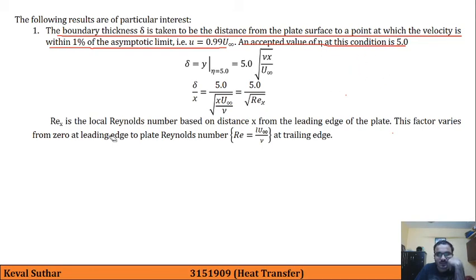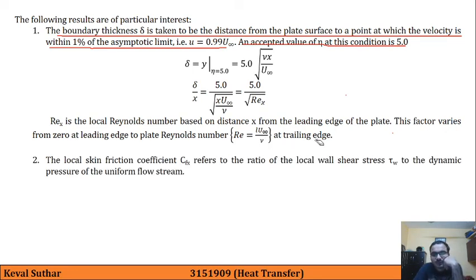And Rex is the local Reynolds number based on the distance x from the leading edge of the plate. This factor varies from 0 at leading edge as velocity is 0 at leading edge to a Reynolds plate number Re is equal to L u infinity upon nu at trailing edge.